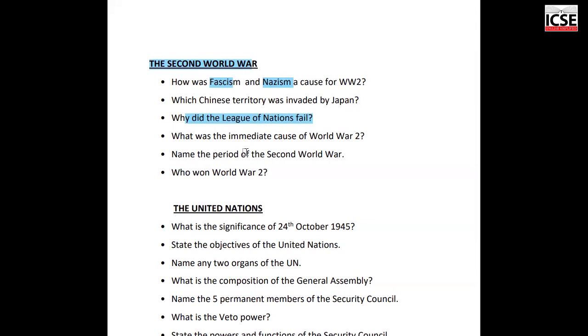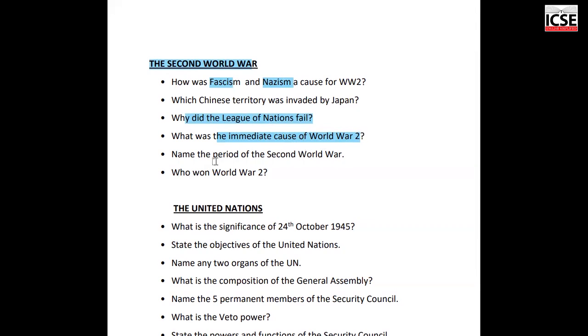It's an important question. What was the immediate cause of World War II? That is the invasion of Poland by Hitler. This question can come as, why did Hitler demand the Danzig corridor? It's the same thing. Or what was the immediate cause of World War II? Or what was wrong about Hitler's invasion of Poland? So this topic can come under 3 headings. The points are the same.